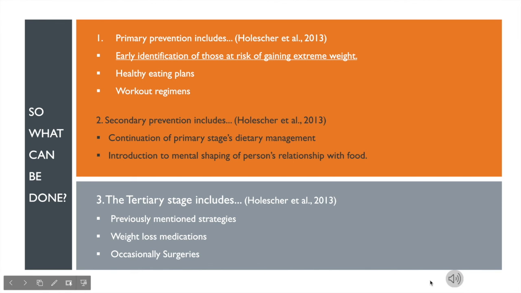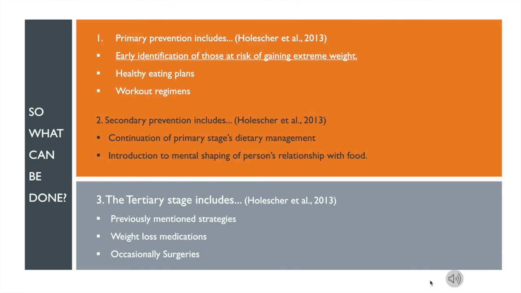Having learned about obesity, its severity and prevalence in America, you should be asking, what can be done? Now, primary prevention is the first step, and that includes anything from early identification of those at risk of gaining extreme weight to creating healthy eating plans and workout regimens.